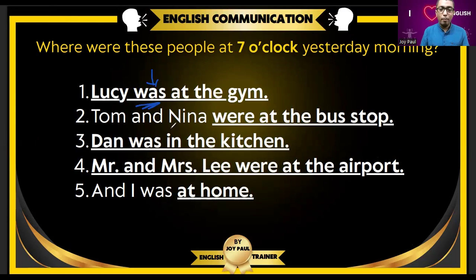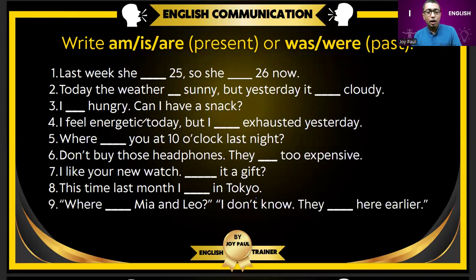Past. Tom and Nina were at the bus stop. Dan was in the kitchen. Mr. and Miss Lee were at the airport. And I was at home. So in this way, you can communicate in past tense if you are going to discuss anything in the past. Let's see three more examples.